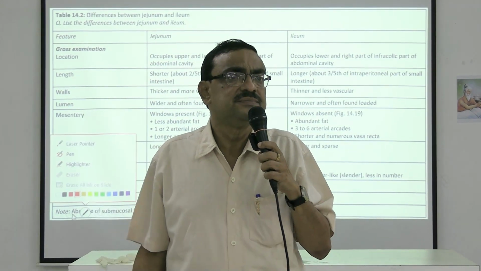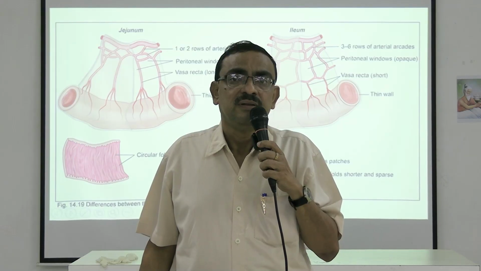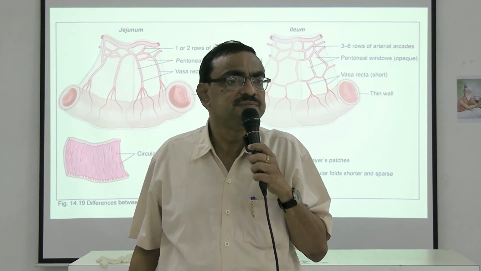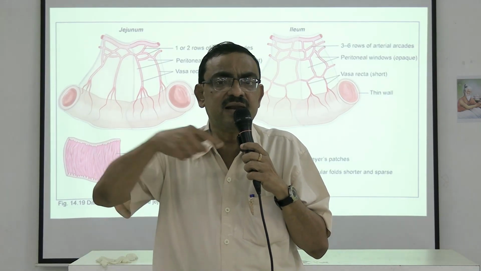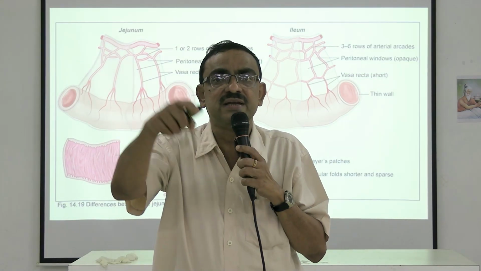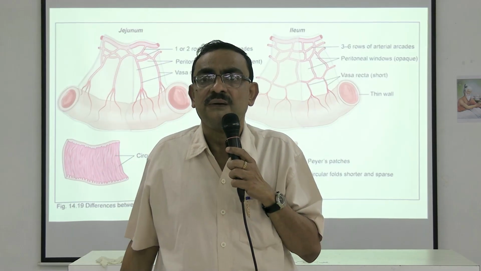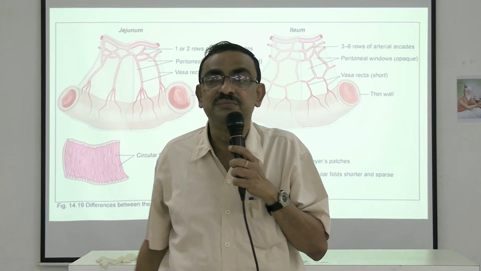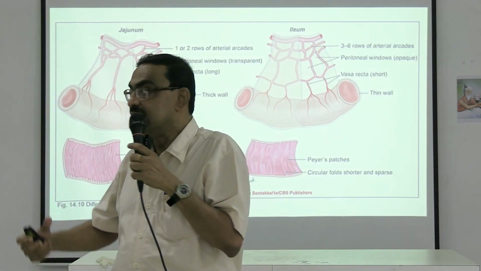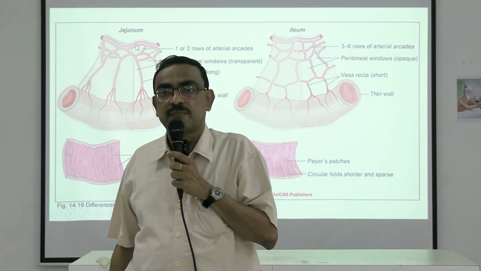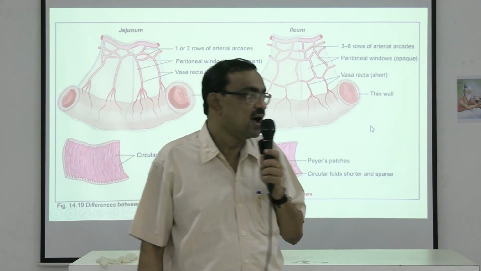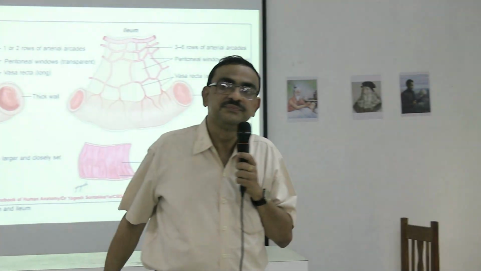In the jejunal end, the arteries are coming from the superior mesenteric artery of the midgut. Jejunal and ileal arteries, we already have some idea, from the convex end of the superior mesenteric artery, jejunal and ileal branches are coming out. The jejunal arteries are wider, whereas on the ileal end, the arteries are narrower.